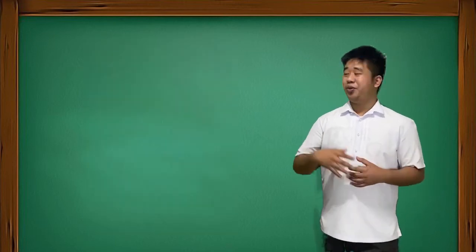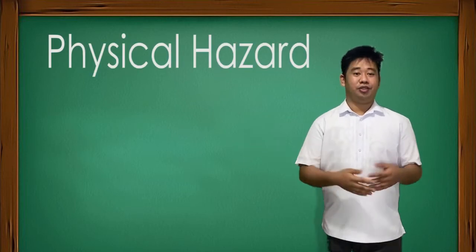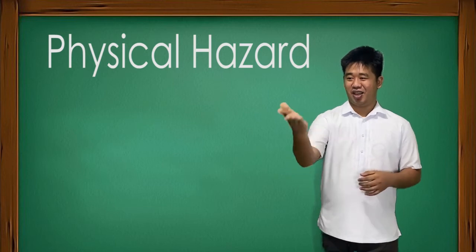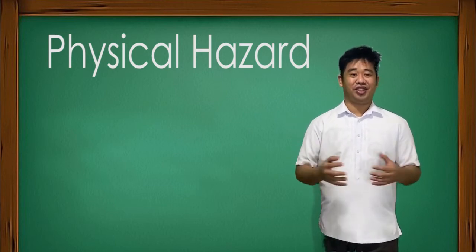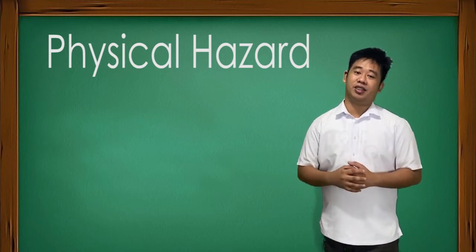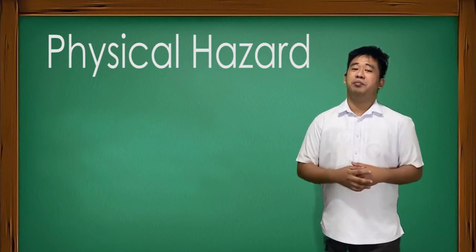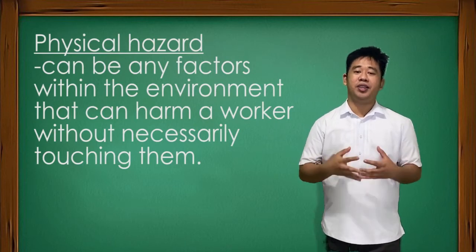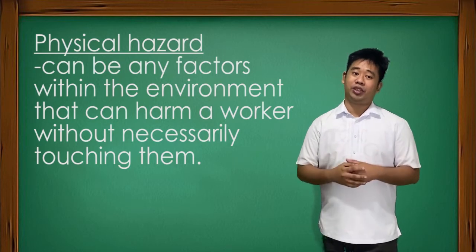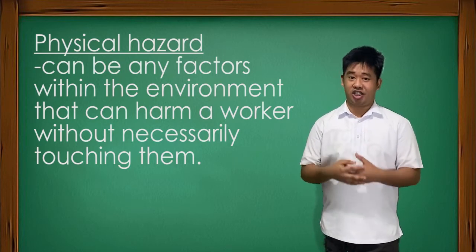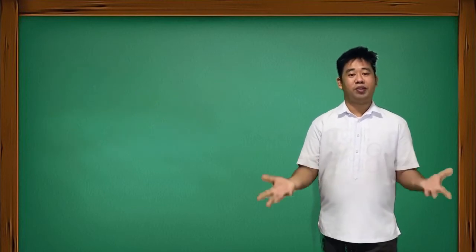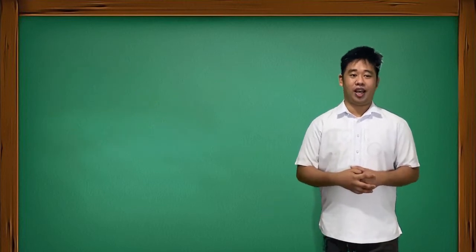The next one, we have the physical hazard. Do you have any idea about physical hazard, class? Yes, John. Very good. Of all the hazards in the workplace, physical hazard might be the least obvious. Why? Because physical hazard can be any factor within the environment that can harm a worker without necessarily touching them, like noise, weather, and radiation. Will you please, class, give me an example of physical hazard?